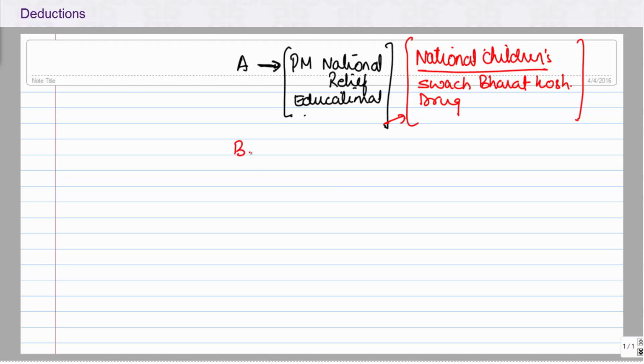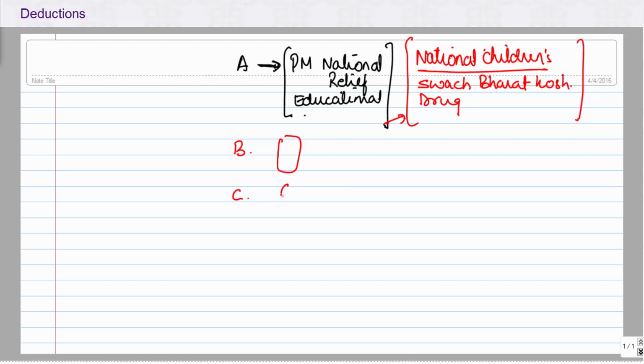Now B list covers Jawaharlal Nehru Memorial Fund, Indira Gandhi Memorial Trust, Rajiv Gandhi Foundation. And of course there is a Prime Minister's Drought Relief Fund covered there. So these 4 you will remember from the Nehru Gandhi family. Jawaharlal Nehru ji's Drought Relief Fund, Indira Gandhi ji, his daughter, and Rajiv Gandhi ji, his grandson. These 4 funds are covered by B list.